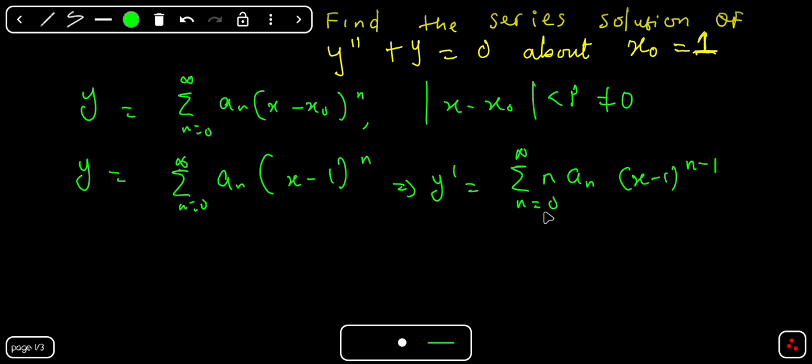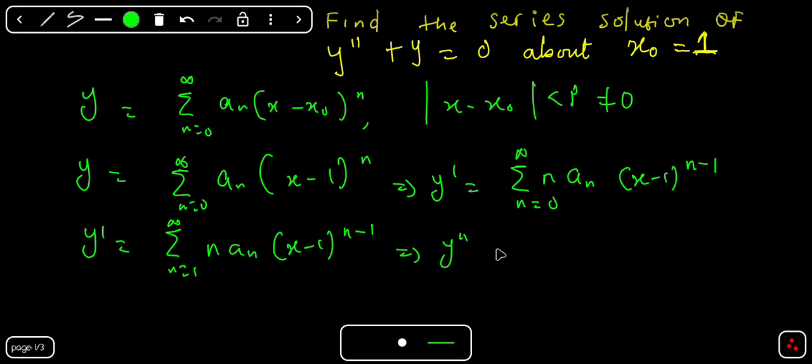So we're going to change this summation to start from 1 to infinity. We have y' equal to the sum of n from 1 to infinity of n a_n (x - 1)^(n-1). You do the same thing to find y''. So y'' is equal to the sum, starting from n equals 2 to infinity, of n(n - 1) a_n (x - 1)^(n-1-1), that will be n - 2. All right, so that's beautiful.